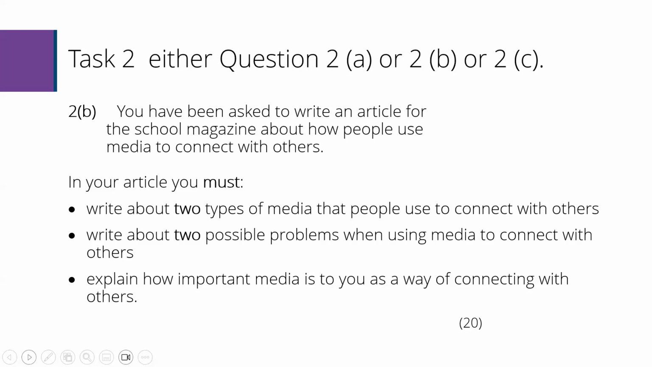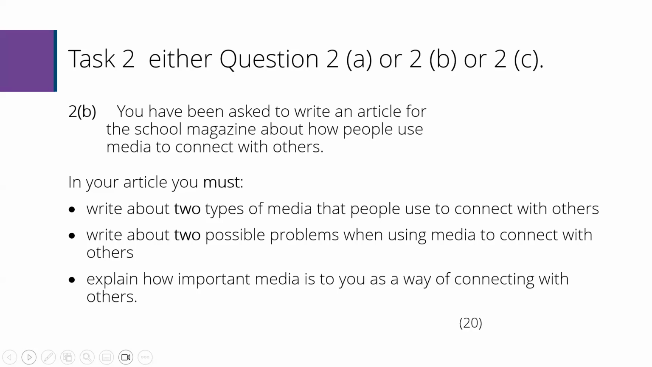So that's a descriptive task, and we ask for 2. Again, they need to be careful that they are covering those things equally. We said about 6 lines, but actually you might write 3 lines about social media and then 3 lines about newspapers, and that would be about right. This strategic approach can be useful. And then write about 2 possible problems when using media to connect with others. So we want 2 possible problems.